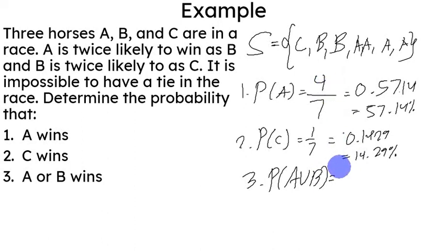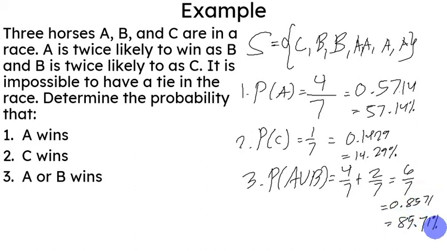A already, which is 4 out of 7. Now, the probability of B wins. Since it's impossible to have a tie, A and B are mutually exclusive. So we can just simply add the probability of A to the probability of B, which is actually 2 over 7, which will give us 6 over 7 probability, or in decimal points, 0.8571, or an 85.71% chance that either A or B wins the race.